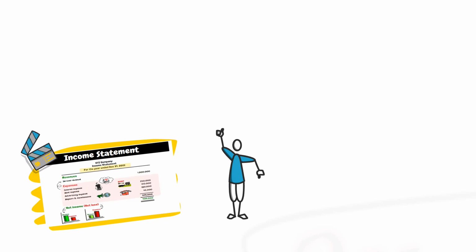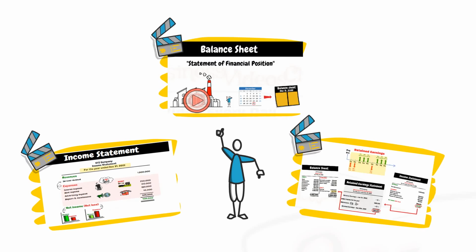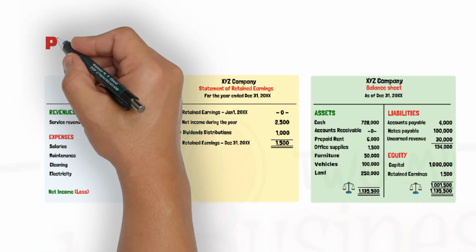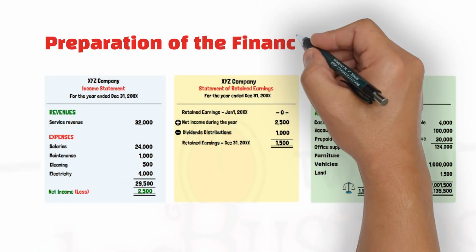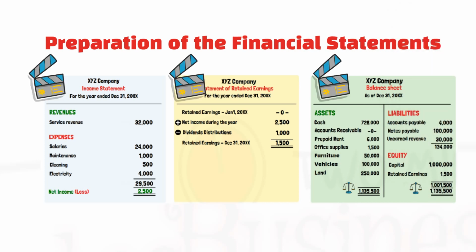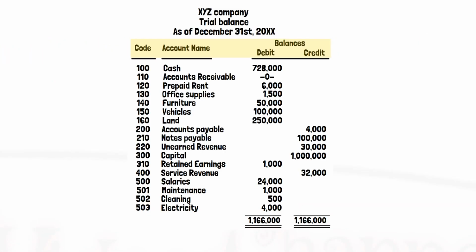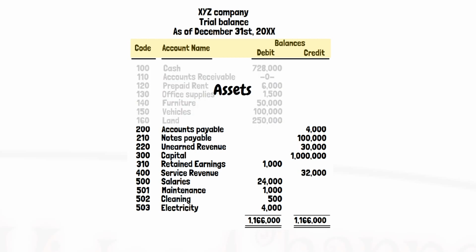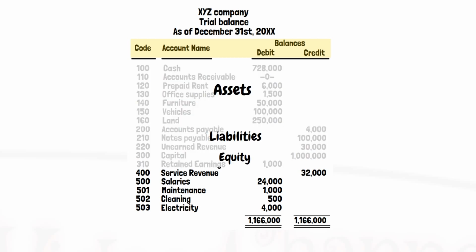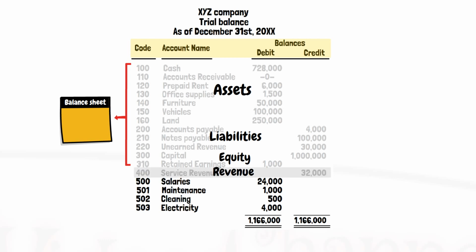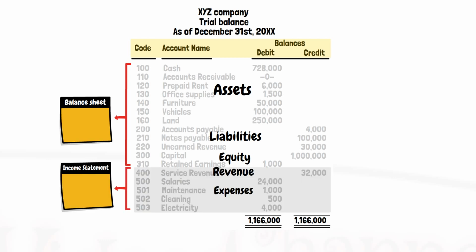In the second, third, and fourth video, we saw how the financial statements look. In this video, we will talk about the preparation of these statements. The financial statements are prepared from the trial balance, and this is done by transferring the assets, liabilities, and equity accounts to the balance sheet, and the revenue and expenses accounts to the income statement.